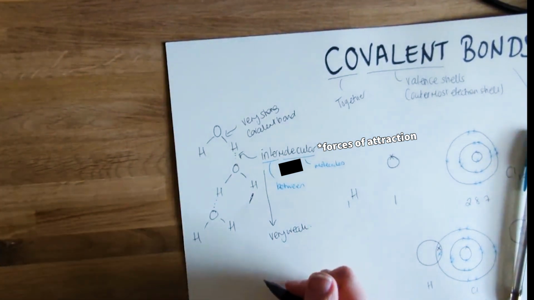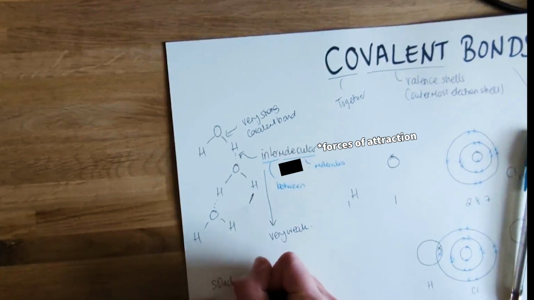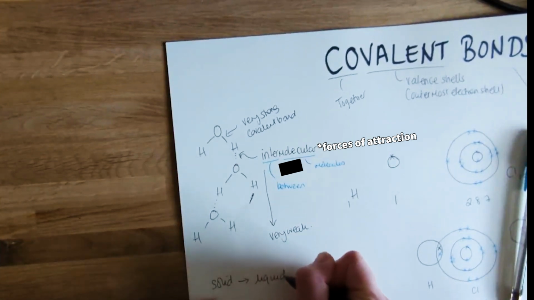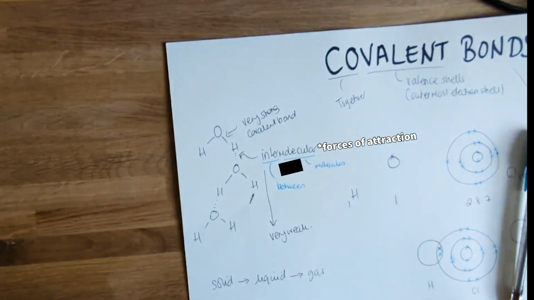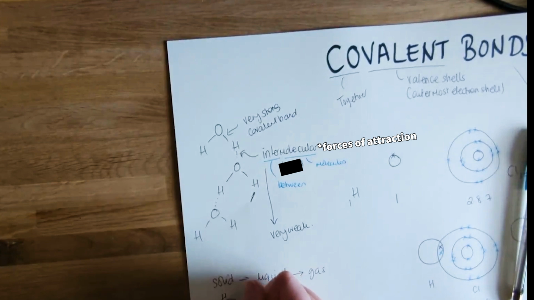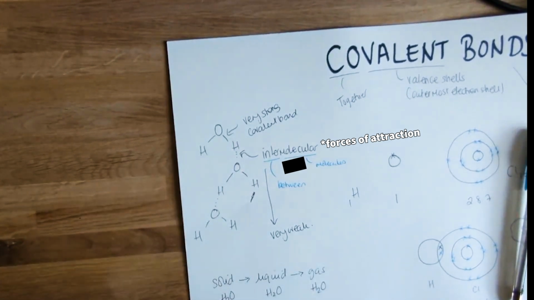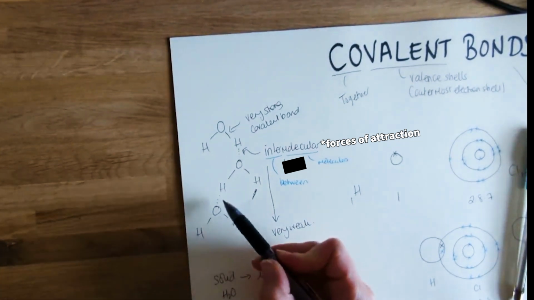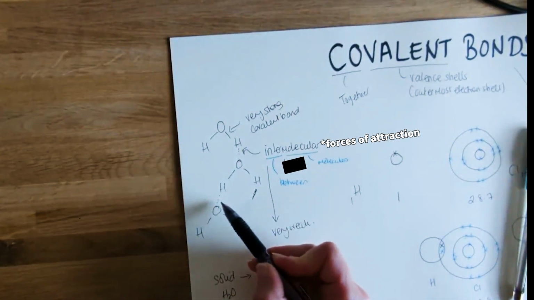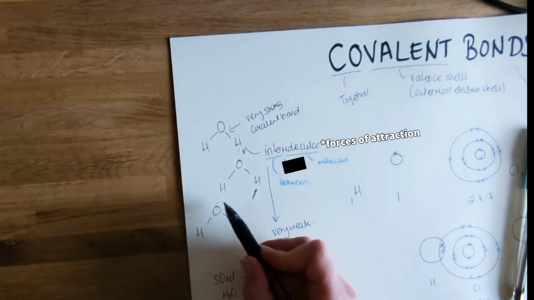Now we know that when we change between solid water, so ice, to a liquid, to a gas, we either have, in the case of water, an ice cube, a glass of water, or you have steam. In each case, the water molecule stays intact. To change between these states of matter, it is this intermolecular bond between molecules that is affected. In moving from solid to a liquid to a gas, these are broken.